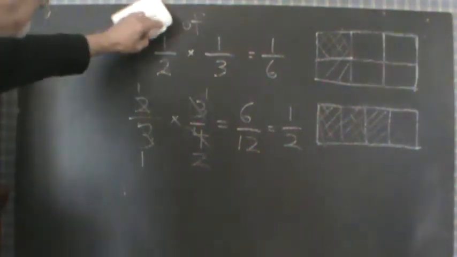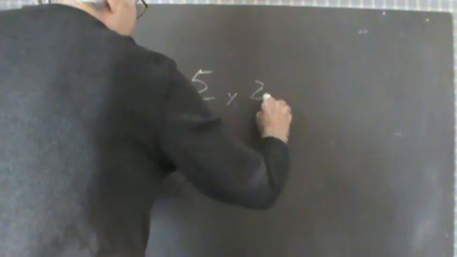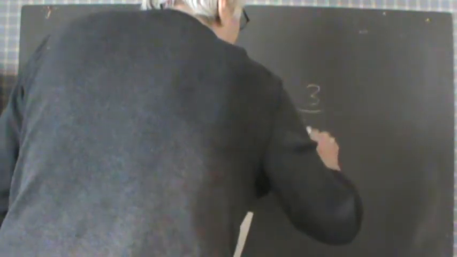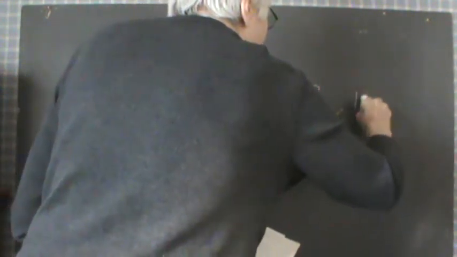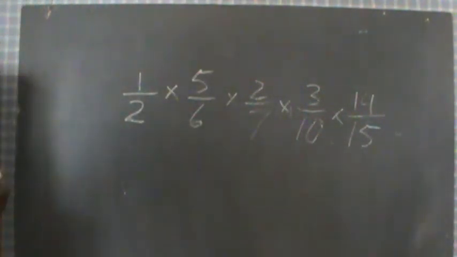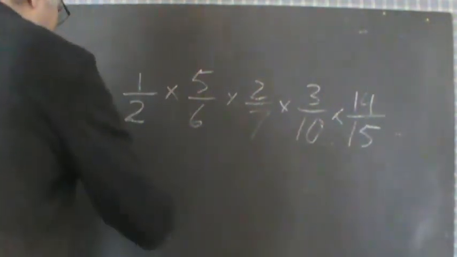Now, that's about all I want to say about this, except I'll just show you an example. I used to mess with some of my high school classes by putting a question on the end of a test, something like this. 1/2 times 5 over 6 times 2 over 7 times 3 over 10 times 14 over 15. And ask them to give me the answer to this in a simplified form.